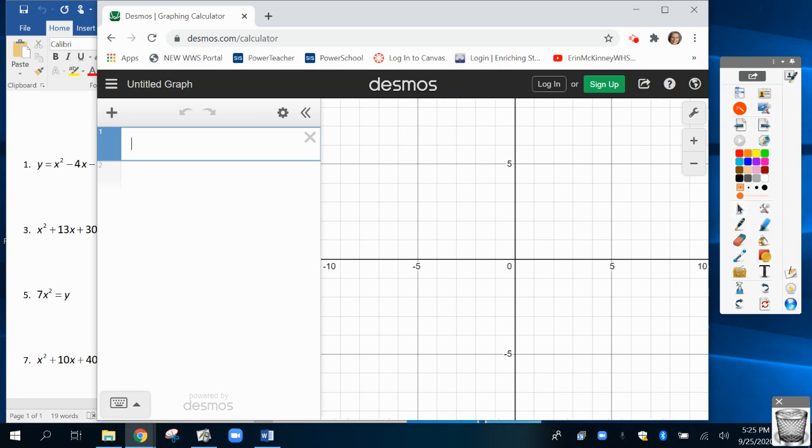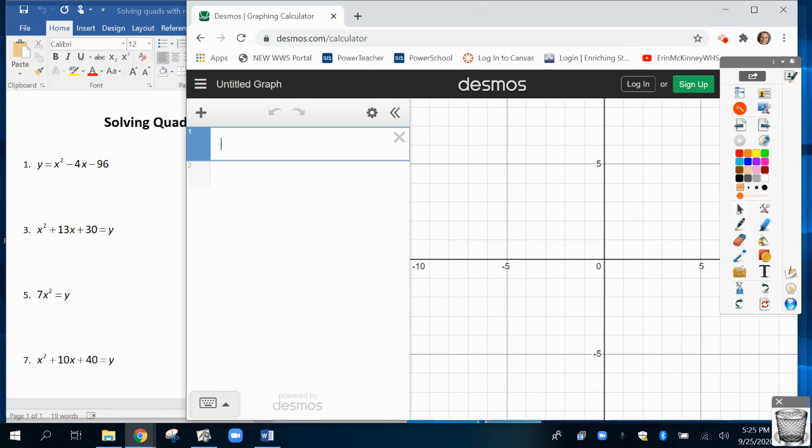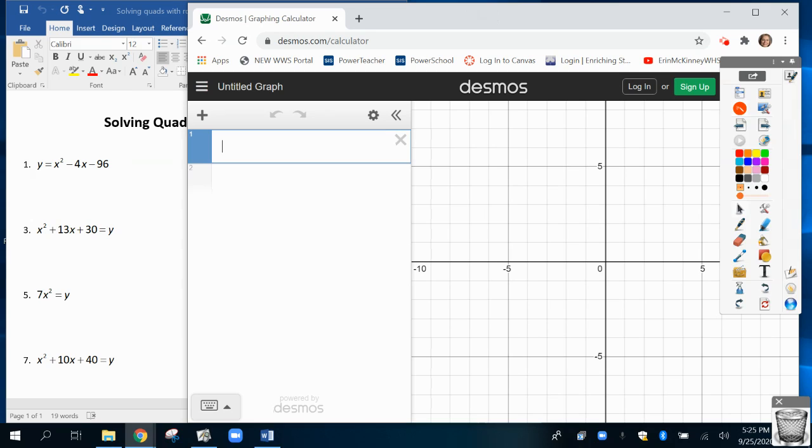Over here on the side of my computer, I have some problems written down. These are equations that we currently don't know how to solve because we don't know how to solve when there's something with an x squared involved. Instead, we're going to use a graphing calculator to graph for us, and then we're just going to see where it crosses the x-axis.